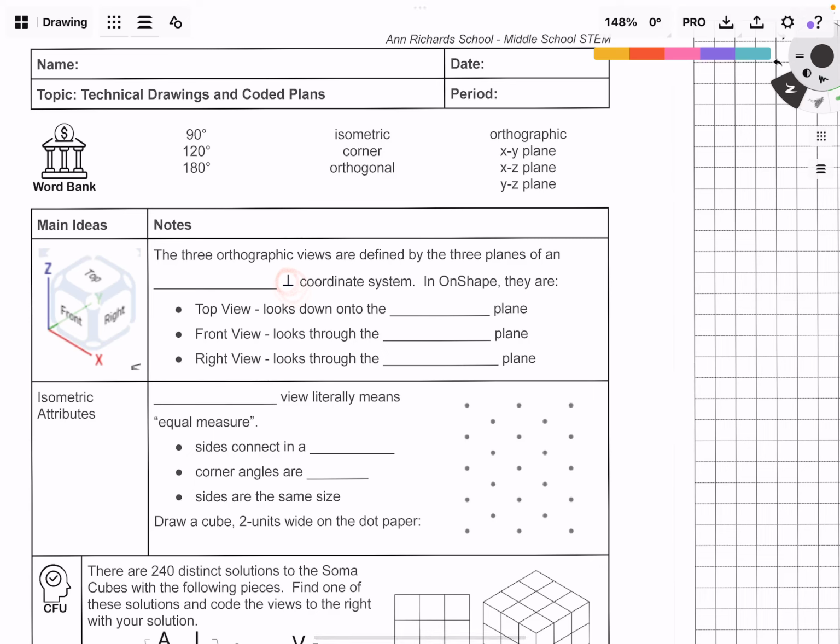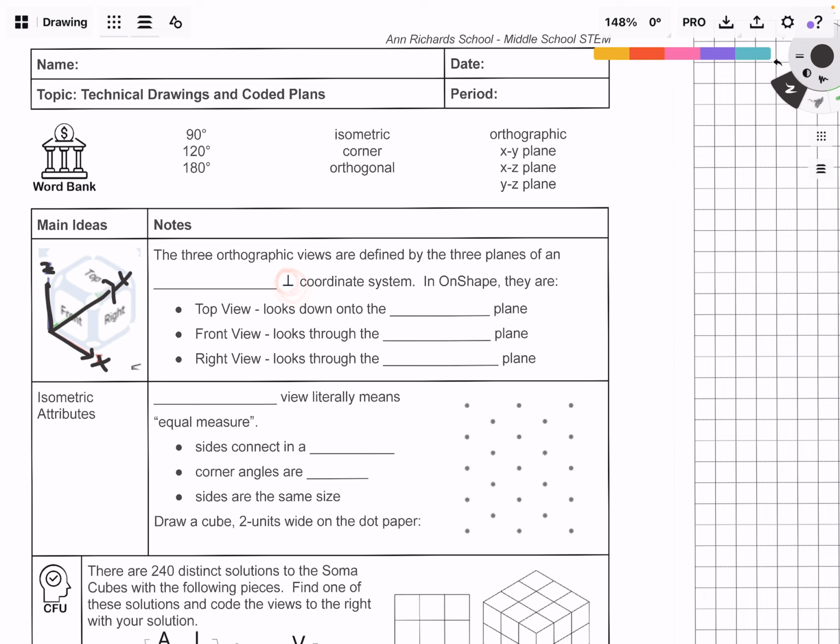Okay, today we're going to talk about technical drawings and how we are going to represent a three-dimensional shape in two dimensions. So in math, you might have heard of the coordinate system that has an x, a y, and a z. You do a lot of stuff in x and y, but there's a third axis for z when you are in three dimensions.